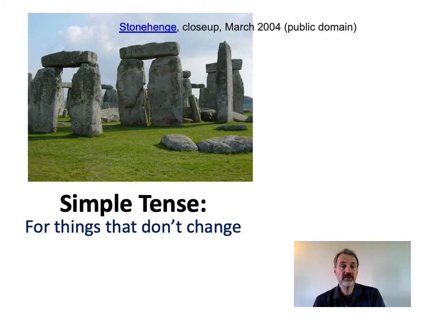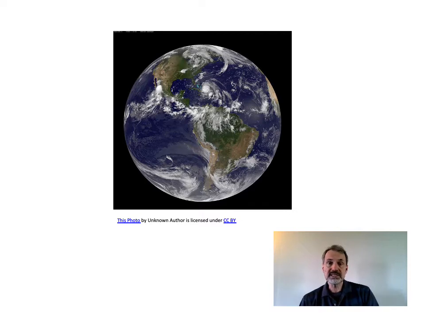The simple tense is for things that don't change much. In this picture, there are some strange big rocks in a place called Stonehenge. The Stonehenge is very old, and it is made out of rocks. Rocks do not change much over thousands of years. So, we could use the simple tense to describe the earth and how it moves. We could say that the world turns or spins. We don't know when it started to spin or when it will finish. It does it again and again and again.